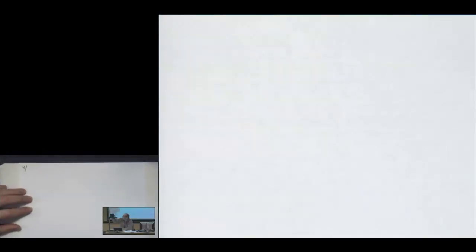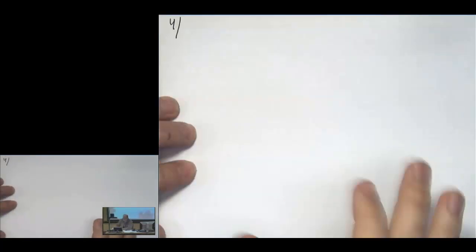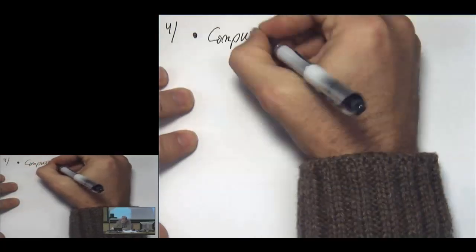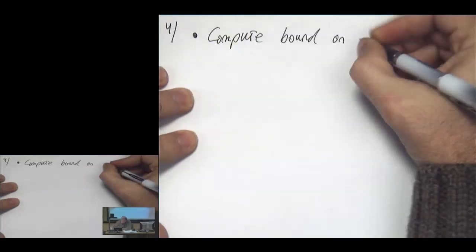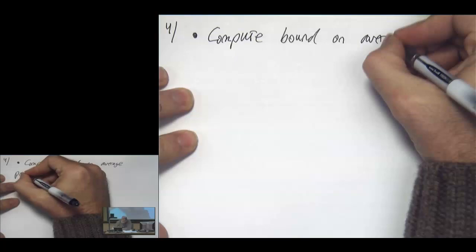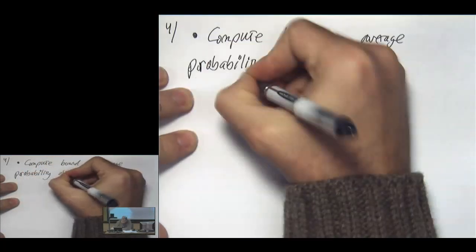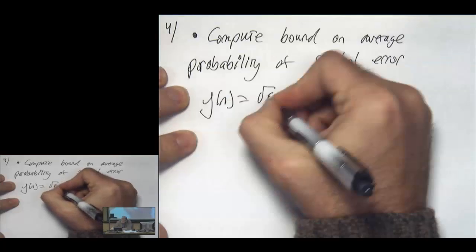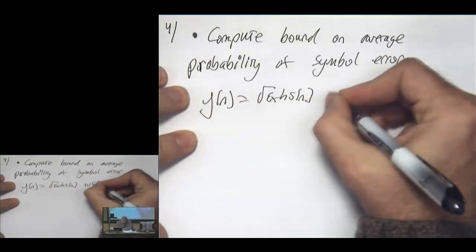With that, we go back to computing the probability of error. Let's go to slide 4. The main activity for today is that we're going to compute this bound on the average probability of symbol error. We're going to start again from the system model, y equals square root of Ex, h s of n plus v of n.